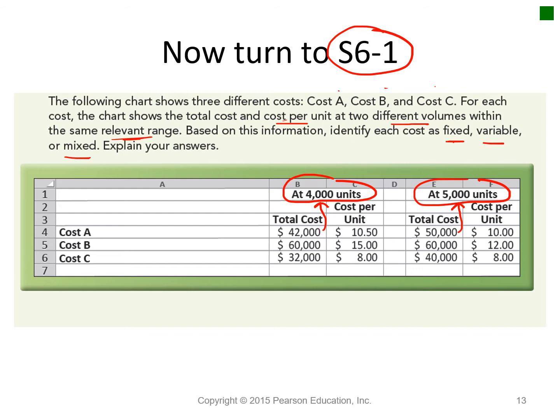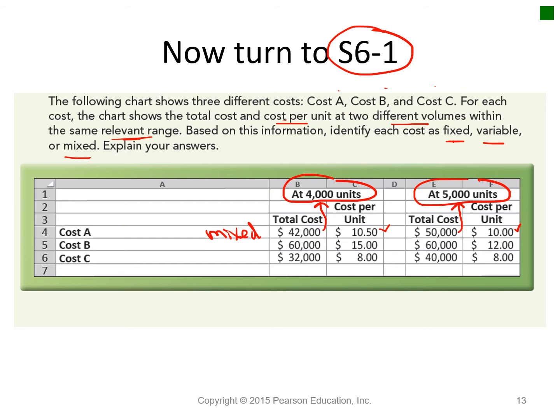Now, if we look at the total cost, we know it's not a fixed cost because the total cost did change. The total cost is not constant, so we know it's not fixed. The next aspect to look at is the cost per unit. Notice it was $10.50 and then it went to $10. Because the cost per unit didn't stay the same, there's no way it could be purely variable. So your first one has to be a mixed cost. It's going to have some fixed and some variable in there.